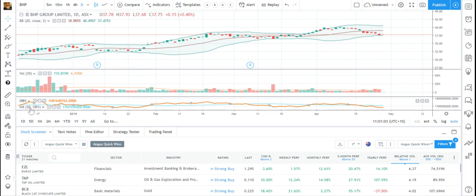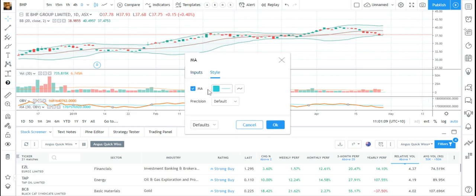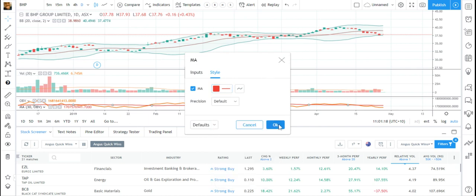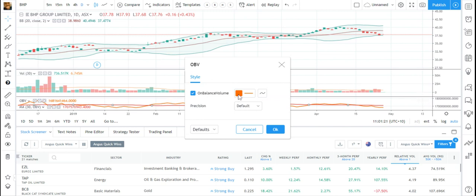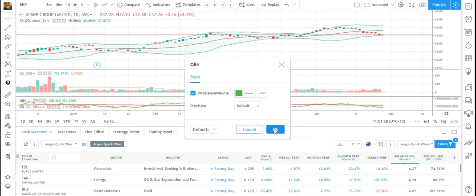So I've got a moving average 30-day. I'm just going to click on this little symbol here, and I'm going to say make him red, because I like to have my stoplight system where green is good, red is bad. So I'm going to say red, make it a bit thicker so it's easy to see, click OK. And then on my OBV, I'm going to say this one's good, so make him green, make it a little bit thicker. It's already thicker, go OK.